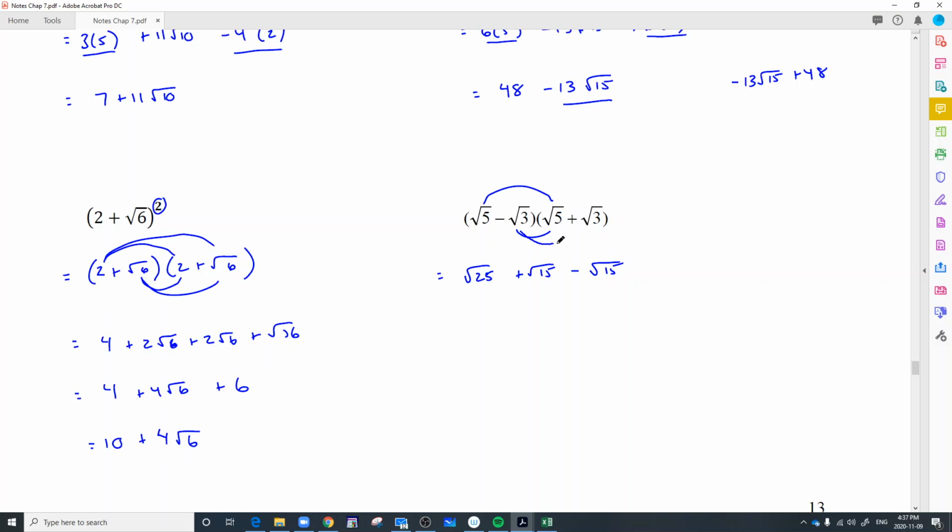And then lastly, we've got negative 1 root 3 times positive 1 root 3. So we've got negative root 9. Then we're going to simplify. Square root of 25 is 5. Plus root 15 minus root 15 is 0. So then we have minus 3. And we get 2 as an answer.